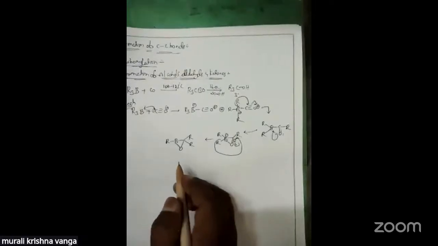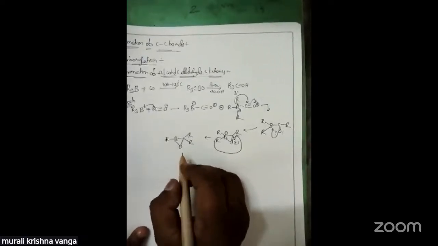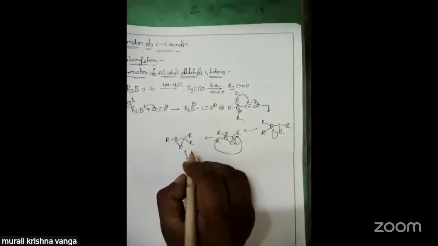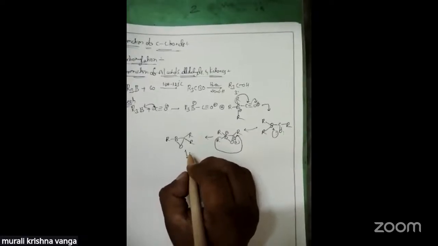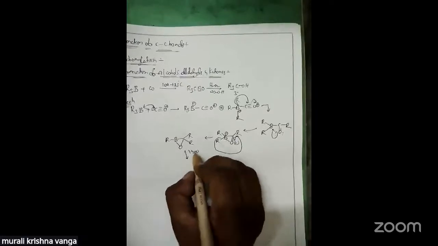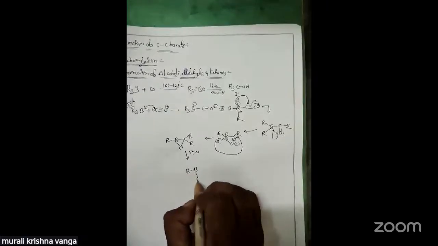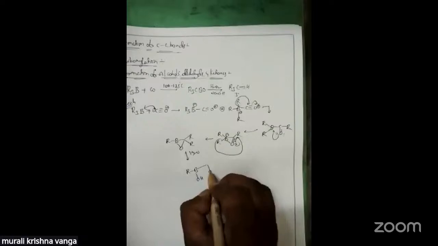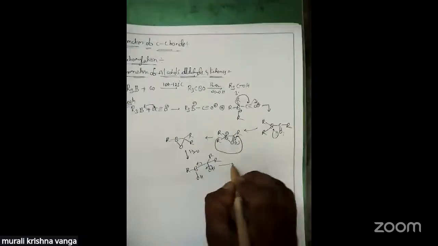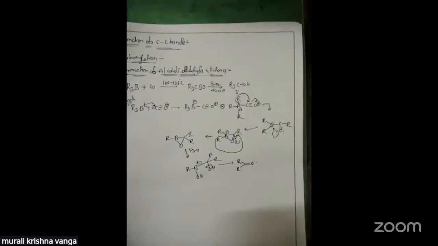When this compound undergoes hydrolysis, reacting with a water molecule, the epoxide opens. Now it is involved in the formation of a ketone. Ketone formation takes place.